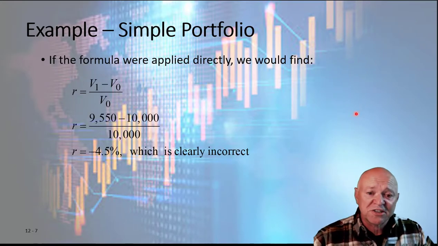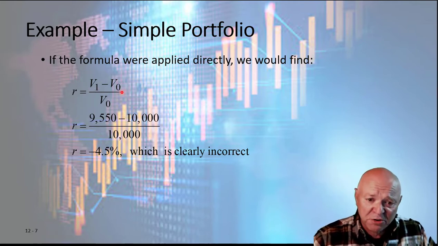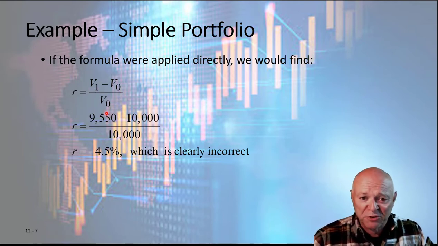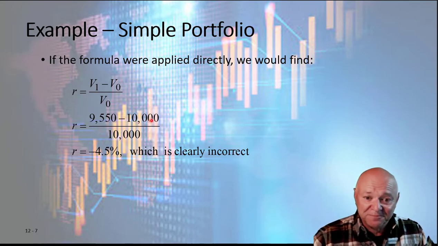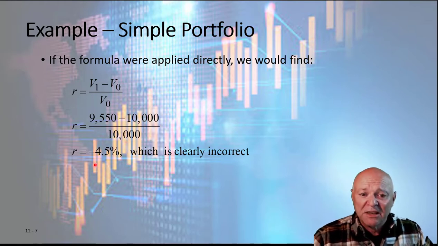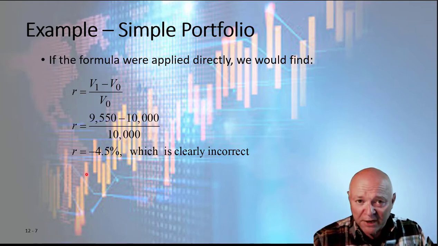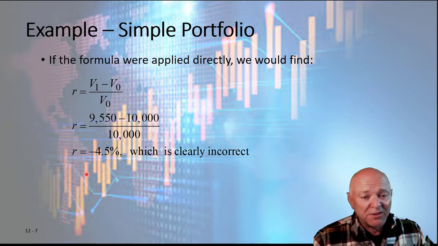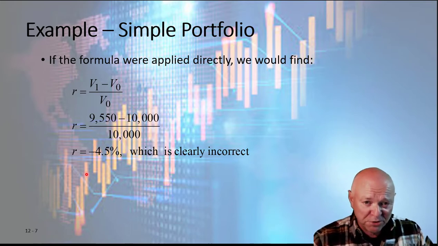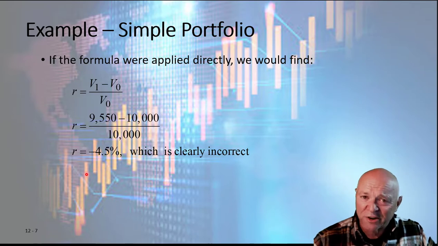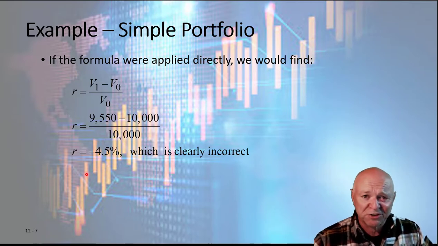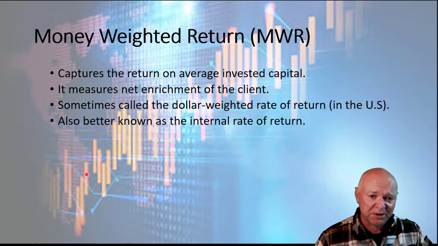If we just used the simplest measure of return and said, what's the value at the end minus the value at the beginning, divided by the value at the beginning, at the end of the year we have $95.50, we started off with 10 million, divided by 10 million, it says that we have minus 4.5%. Now that's the change in the capital value of the portfolio, but it completely ignored that withdrawal of $650. So it's clearly incorrect. We need to have a better method than that.